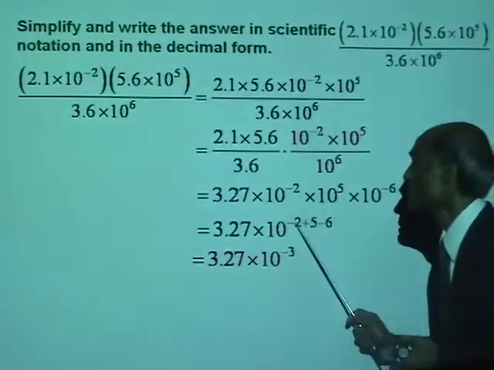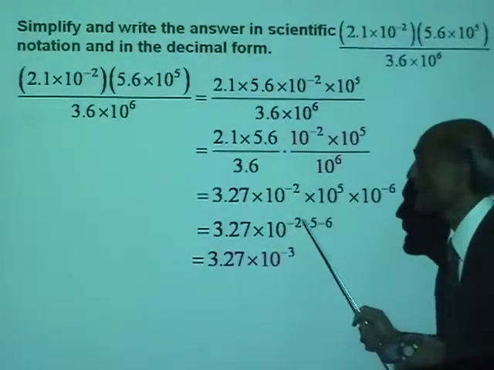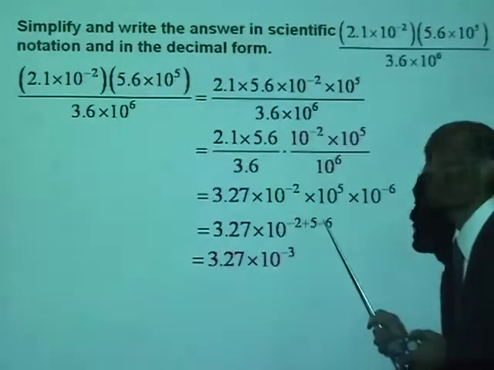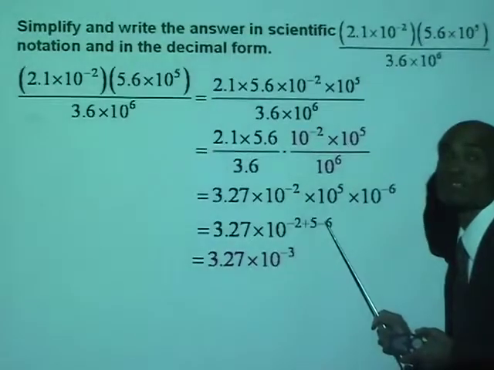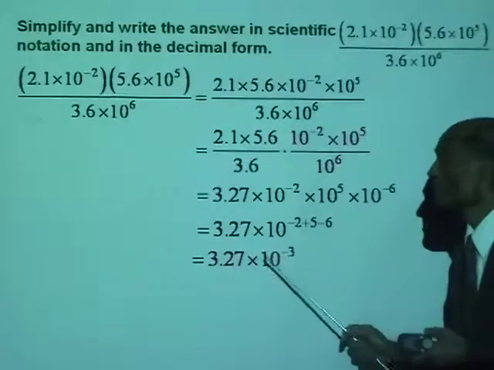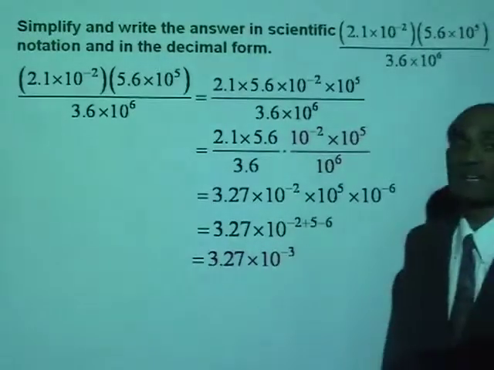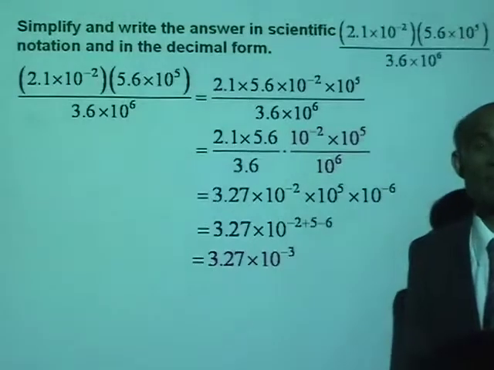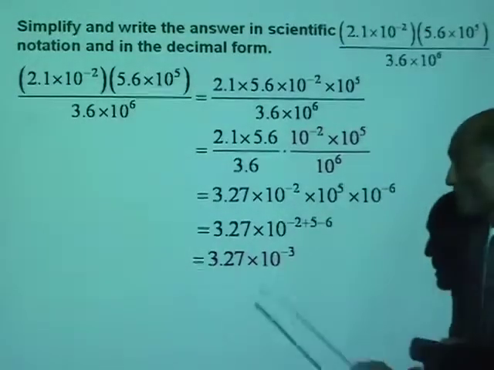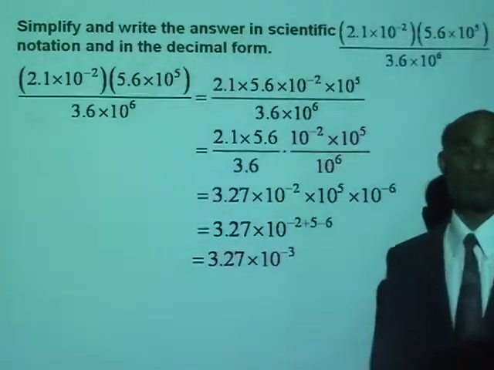You see? First add the negative numbers. Negative 2 added to negative 6 gives me negative 8. Negative 8 plus 5 is a negative 3. So the answer here is 3.27 times 10 to the power of negative 3. Tell me, how would you now write this in the decimal form?